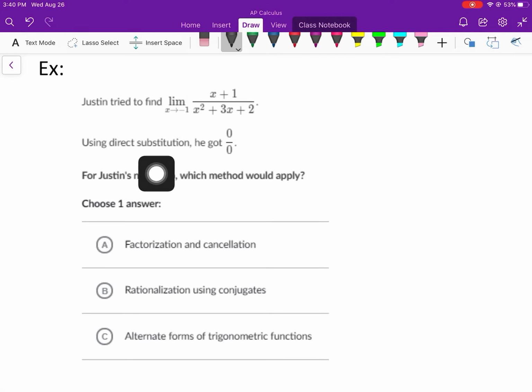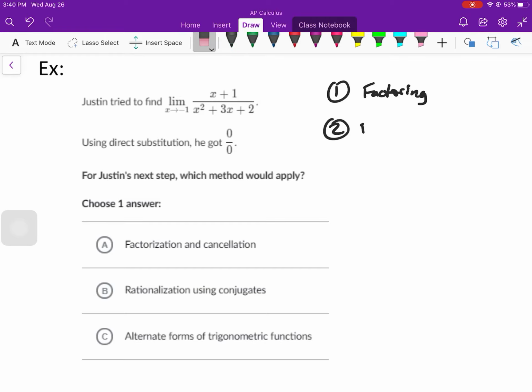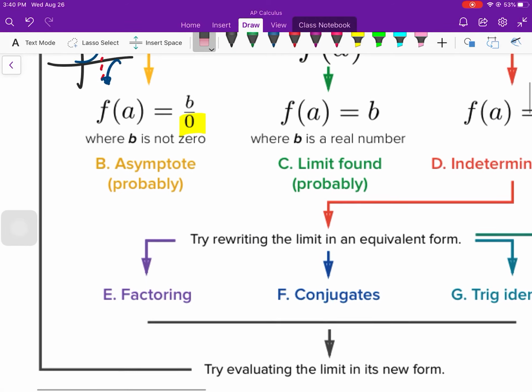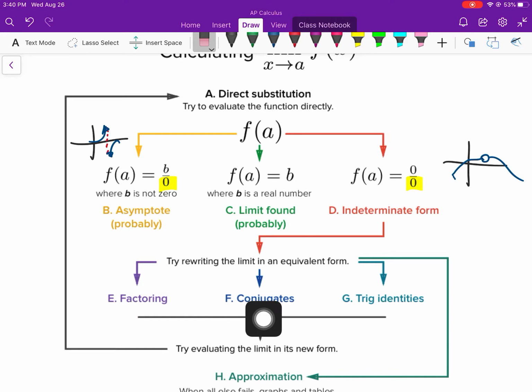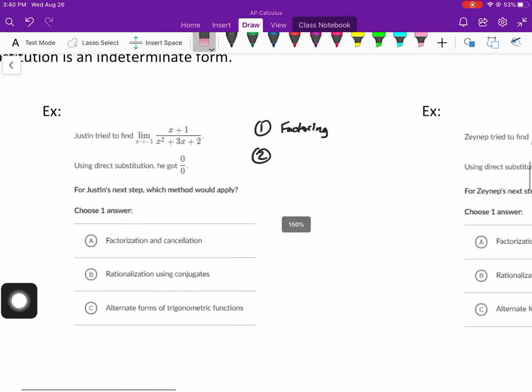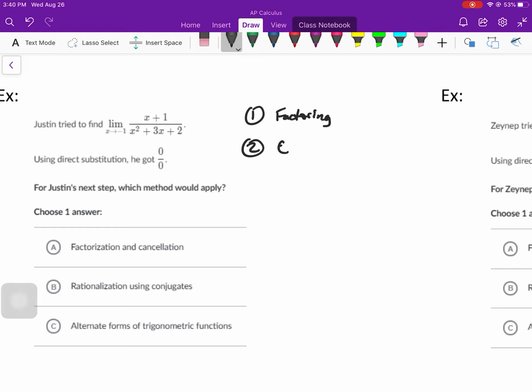So let's take a look at this one. So right here, using direct substitution, he got 0 over 0. So we know this is the indeterminate form. So our option 1 is factoring. Oh wait, no. I was mixing that up with these three, sorry. So it's factoring, conjugates, and trig identities. Option 3, trig identities.